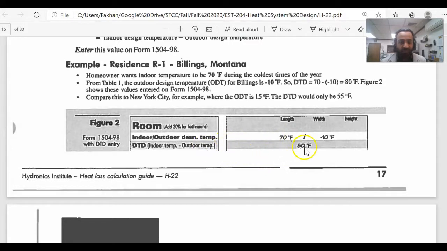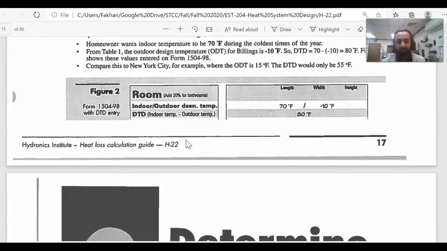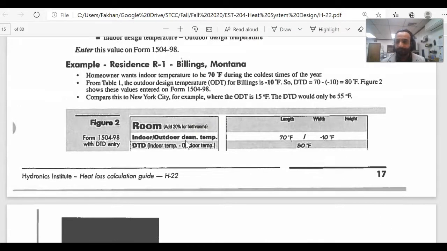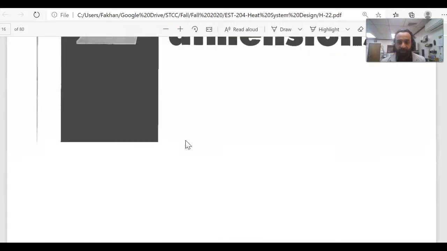So we have a temperature difference of 80. That's a lot, okay? And it also says add 20% for bathrooms. I do 15%. It's not going to be a killer, but between 20 and 15% is reasonable. Okay, so this is very cold.